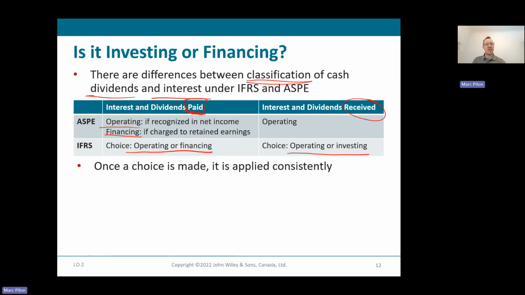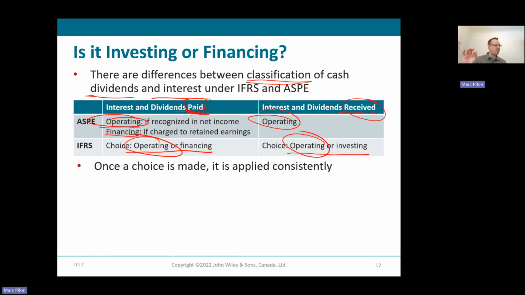So here's my secret: in all options, operating is always an option, right? So interest and dividend paid or interest and dividend received, operating is always a choice.